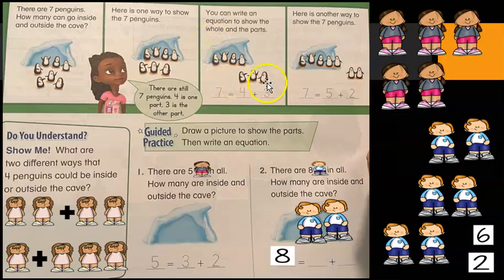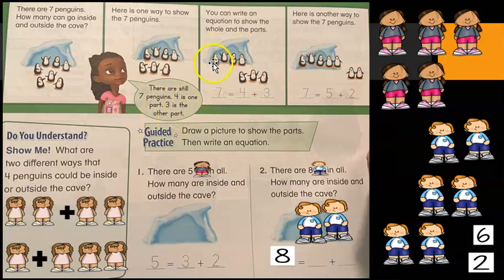Now look at this picture, first graders. Look. When you look at this picture, there's some penguins now that are outside the cave. Some of them are outside now, okay? And look at that. Some of them are still inside the cave. Now, Jada tells us here, she says, there are still penguins. 4 is one part, 3 is the other part.